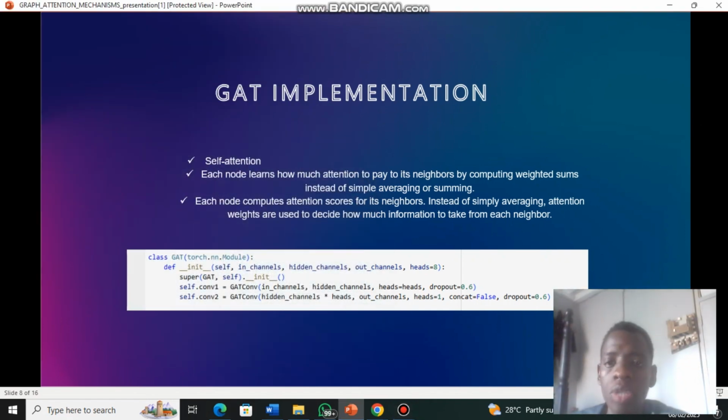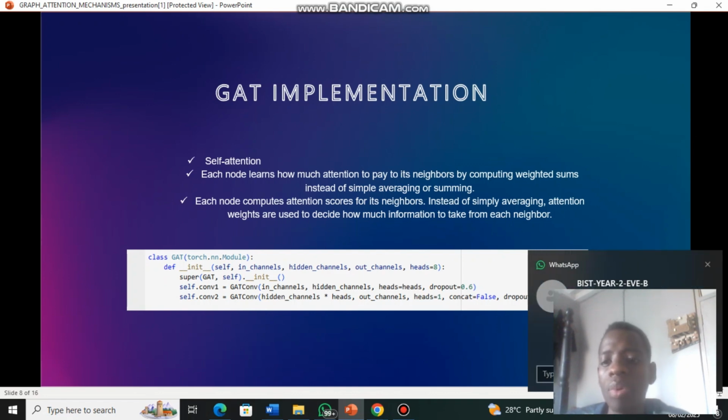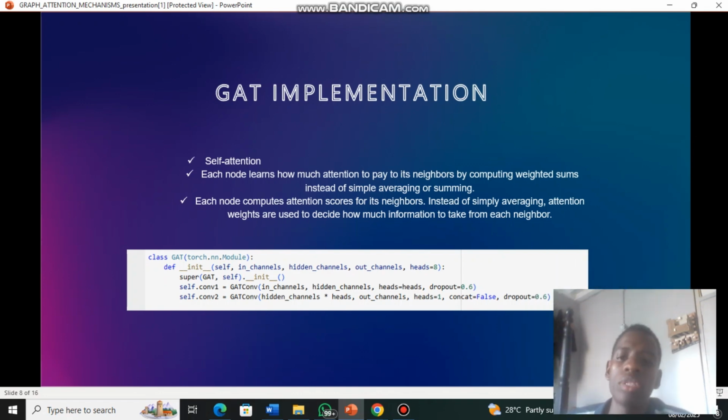Good afternoon. I'm Katunja Brendan. I'm in Group 22, Machine Learning, Computer Science Year 2. I'm going to talk about the implementation of the machine learning graph attention mechanisms. I will talk about the code and how it works in different features, for example, the self attention, the softmax normalization, aggregation, to mention a few.